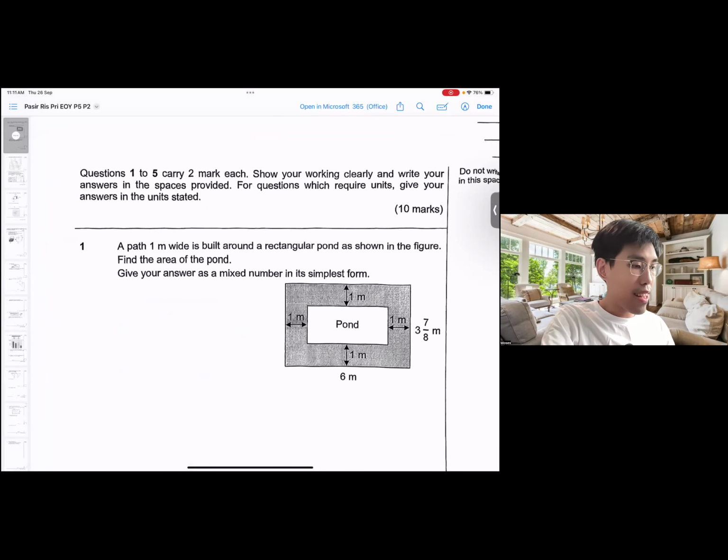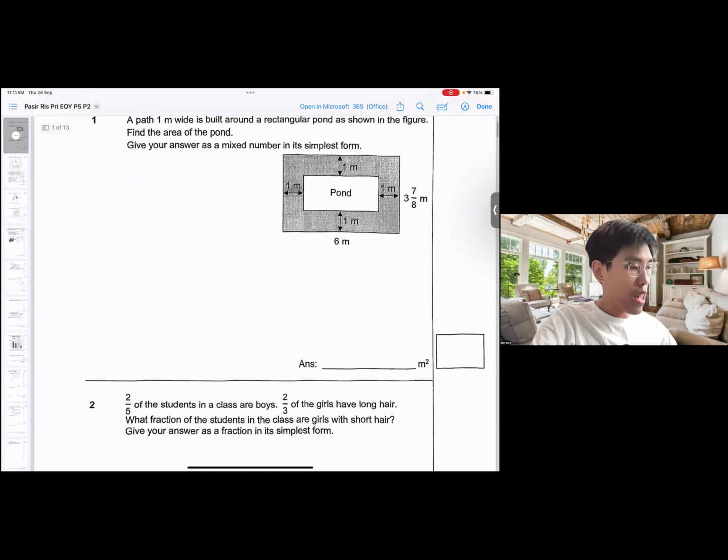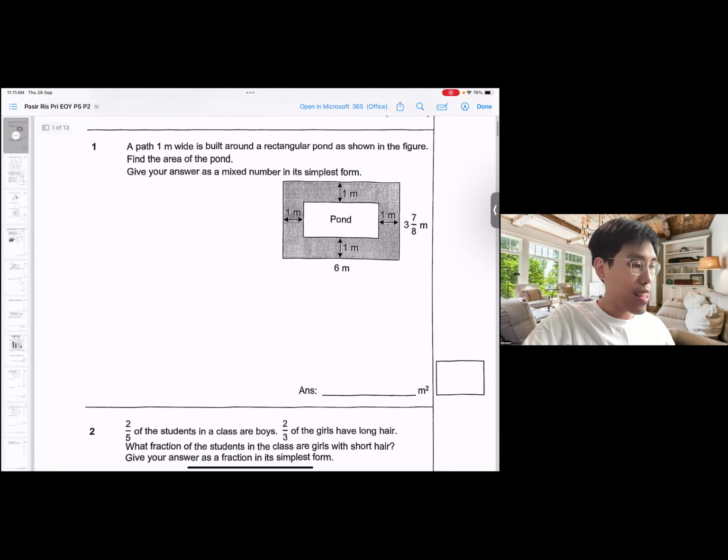Then let's see how much we can do of this paper. Okay, let's start. A path of 1 meter wide is built around a rectangular pond. They show us that the breadth of the whole figure is 3 and 7 over 8, and the length here is 6 meters. So there's a few things we can find.